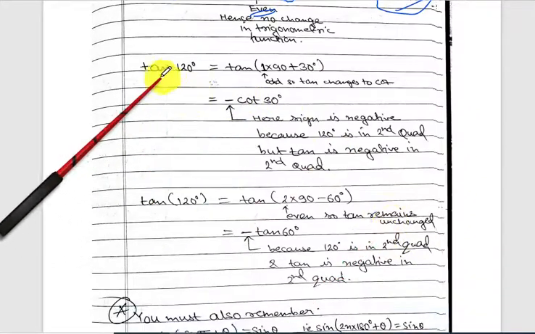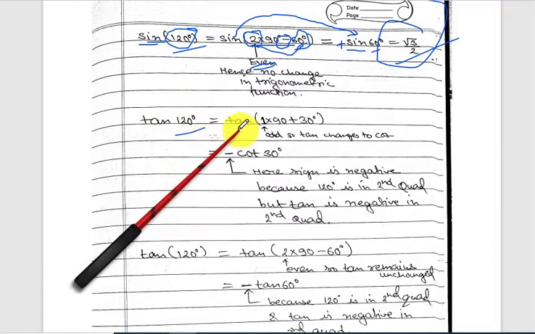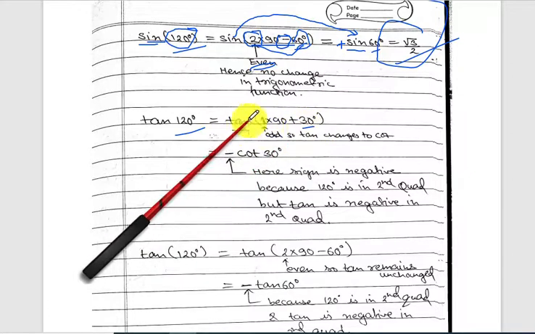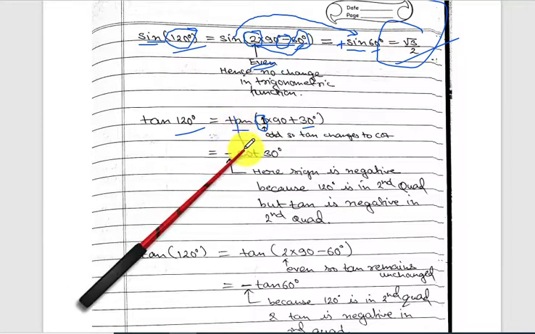Next, if I want tan 120, I can write tan of 1 into 90 plus 30, but 1 is what? Odd. So tan will change to cot; tan has changed to cot.